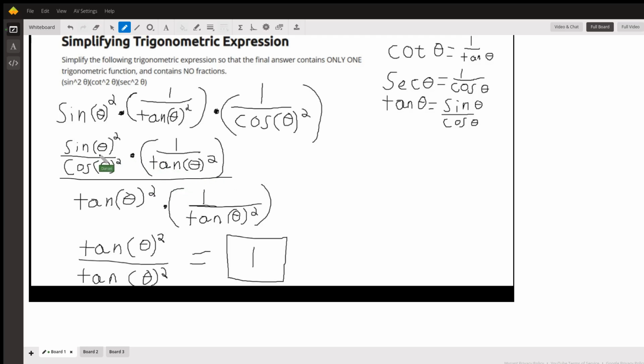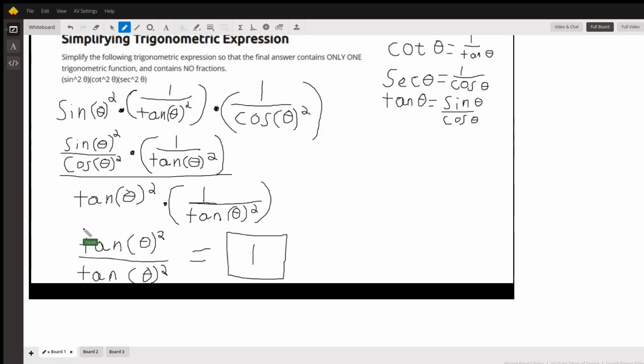So now we have sine squared divided by cosine squared times 1 divided by tangent squared. So this is a direct formula to tangent, tangent being sine over cosine. So in our next step, we can convert sine squared divided by cosine squared into tangent squared, simplifying into the formula tangent squared divided by tangent squared being exactly 1.